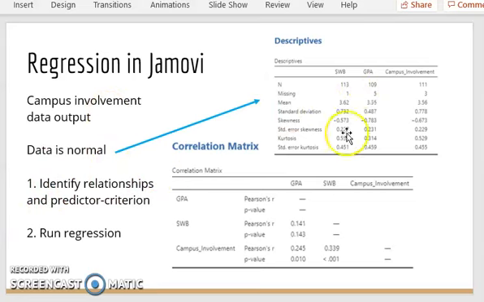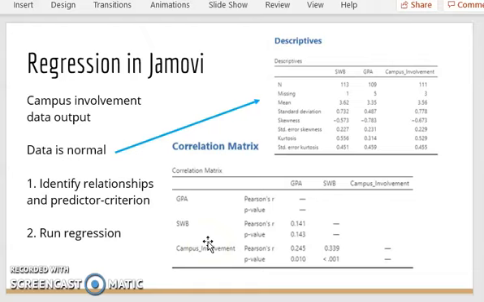But the first thing I have to do in this is make sure my data is normal. So this is showing you we've got normal data, no issues of skewness and kurtosis here. Again, social well-being and campus involvement are on a 1 to 5 scale. GPA was on a 1 to 4 scale. And then I need to identify relationships. So the next thing I would need to do is run a regression. I can see that my outcome, I'm interested in predicting campus involvement. That is my outcome. That is my criterion. And I can see GPA and social well-being are both related. That is great. I need to have a relationship, and I need to have a reason of having a predictor and criterion to run the regression.